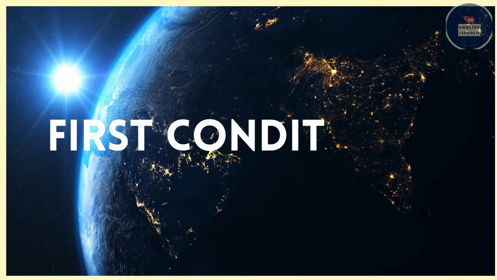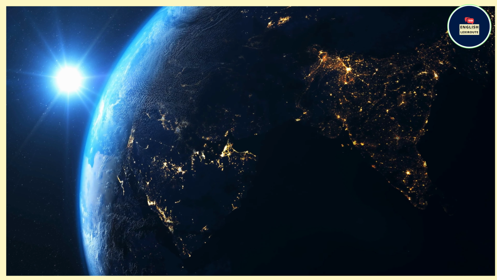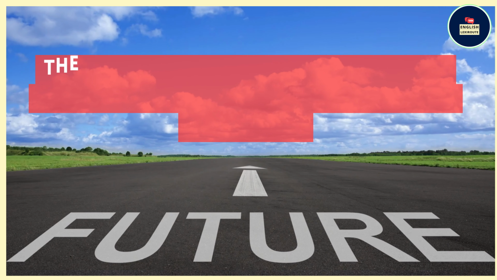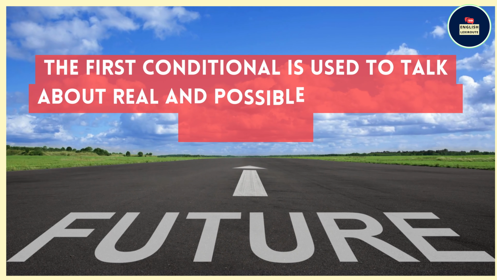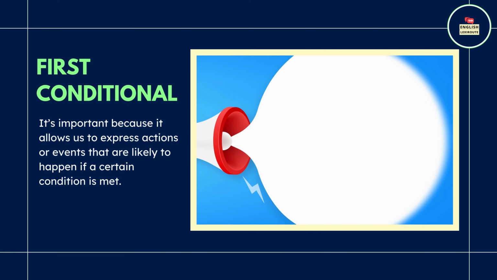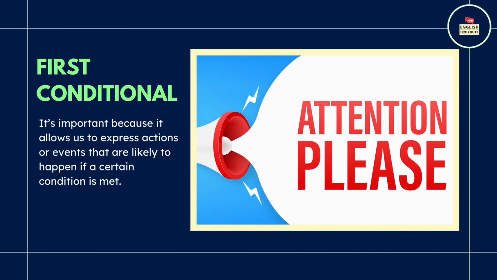Let's dive into the first conditional, one of the most practical and commonly used structures in English. The first conditional is used to talk about real and possible situations in the future. It's important because it allows us to express actions or events that are likely to happen if a certain condition is met.